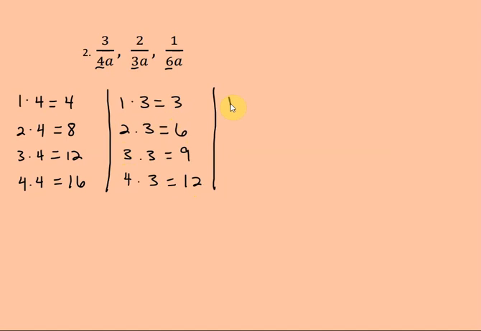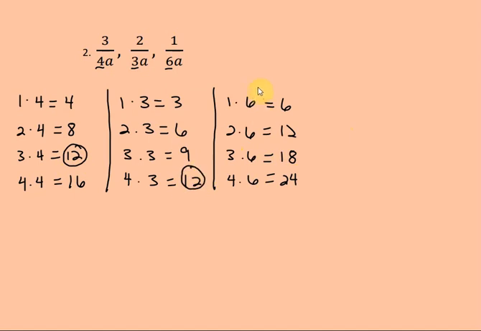Okay, so for 6, we have 1 times 6 is 6. 2 times 6 is 12. 3 times 6 is 18. And 4 times 6 is 24. So you just have to keep listing until you see the same multiple come up. Well, in my 4s, I see that I have 12. In my 3s, I have a 12. And in my 6s, I have a 12. There's no number smaller that they have in common.